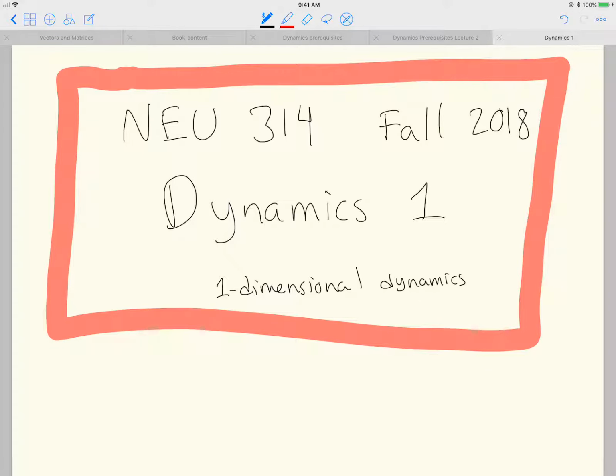Welcome back, everybody. We're going to start doing dynamics today. So we'll start putting together a lot of the things that we've been going over. It's kind of nice to get to the dynamics module because it'll bring in the programming, the linear algebra, the prerequisites, all of it comes together and we use all of it.